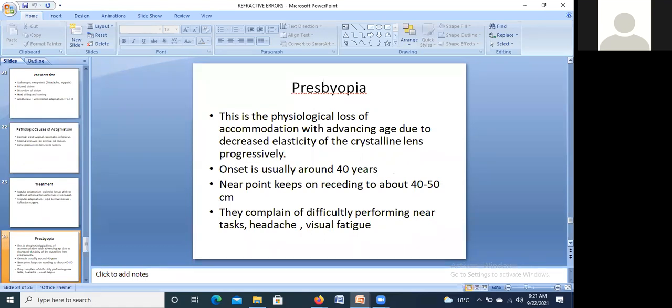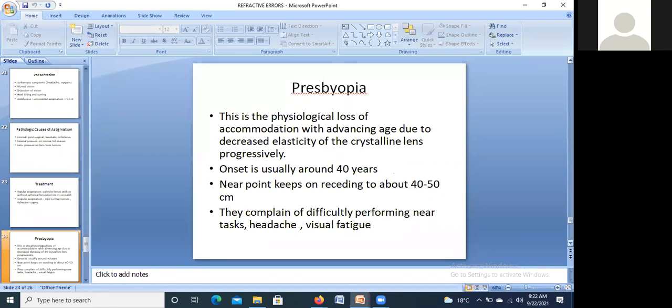This time it is not a problem of distance vision. It is a problem of accommodation, where there is a physiological loss of accommodation with aging. As you advance in age, you lose accommodation. And this process of losing accommodation with aging is purely due to loss in elasticity of the lens. The lens becomes more sclerosed, more hardened as you grow older.